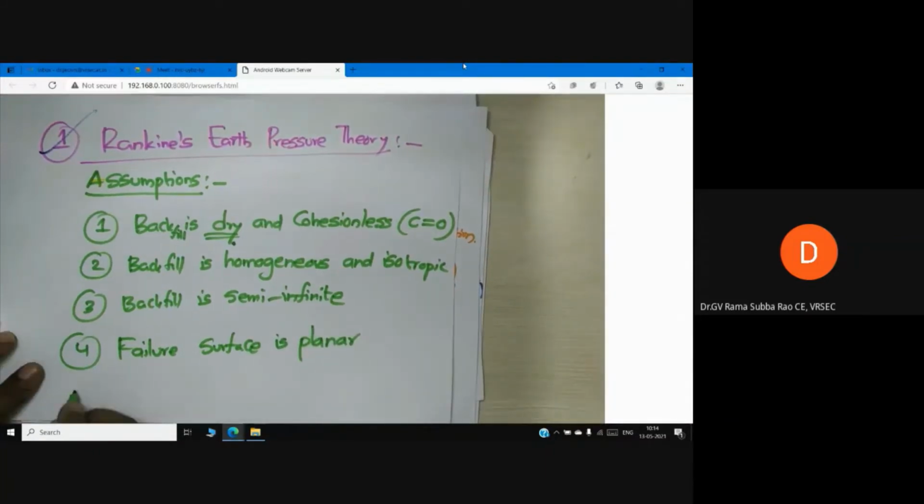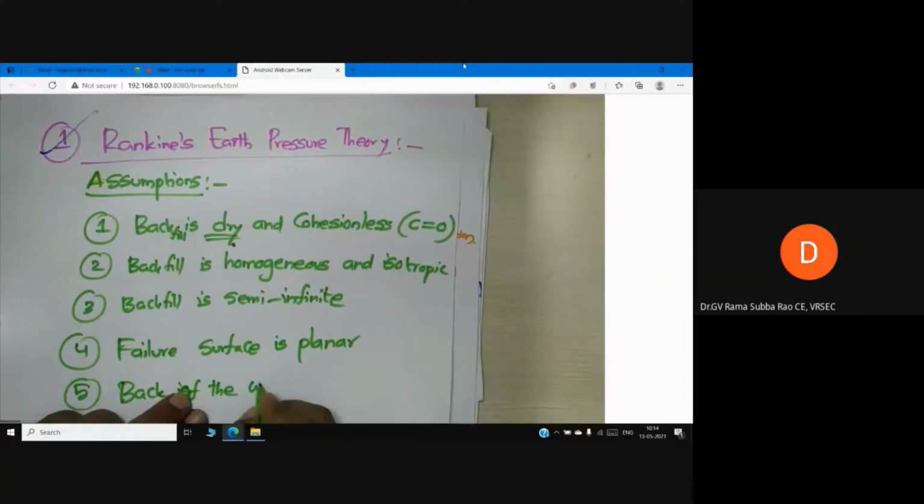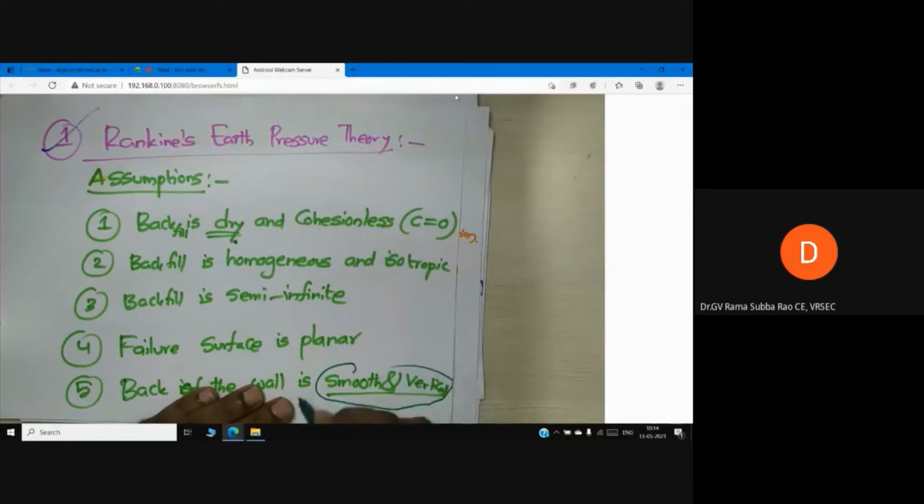And this is very important. Back of the wall is smooth and vertical. This is very, very important. This is the main difference between Rankine theory and Coulomb theory. Back of the wall is smooth and vertical. Please all of you underline this point.